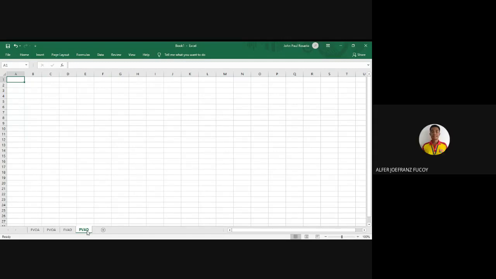Okay, can somebody chat me the formula for the future value of annuity due? Okay, so this is the future value of annuity due sent by Maria Diana. Okay, does everyone agree with the formulas?